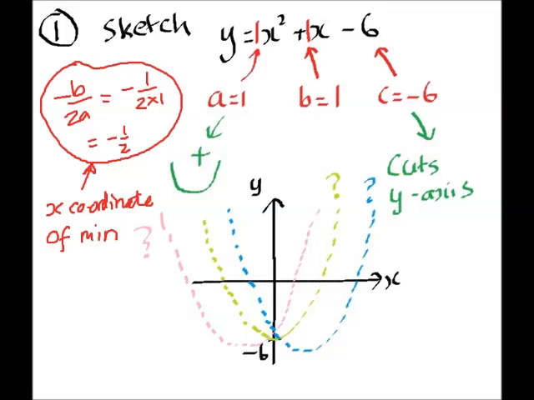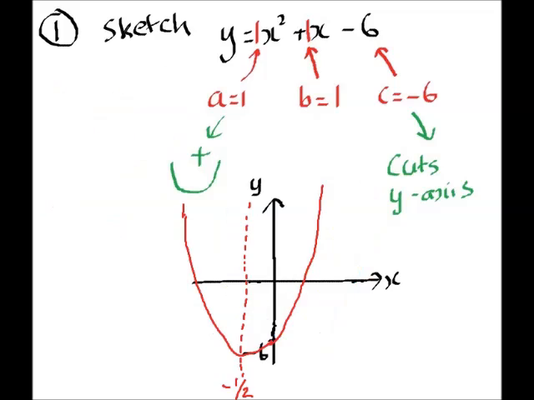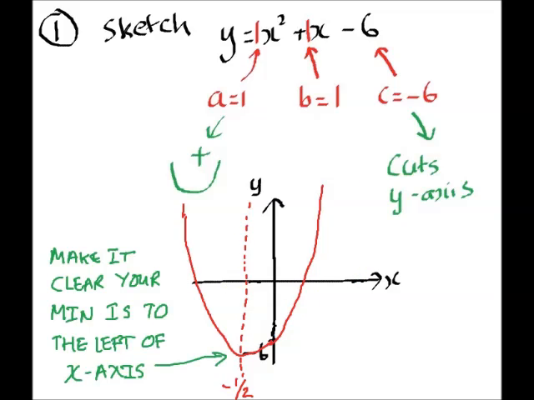This is the result. So in our case, minus b over 2a is equal to minus 1 over 2 equals minus a half. So the minimum is to the left of the y-axis, so the curve will look something like this.